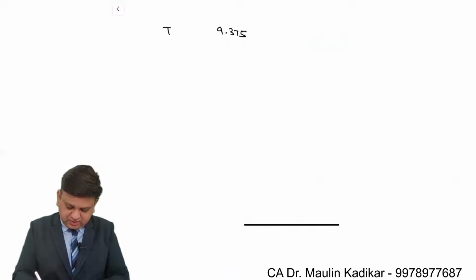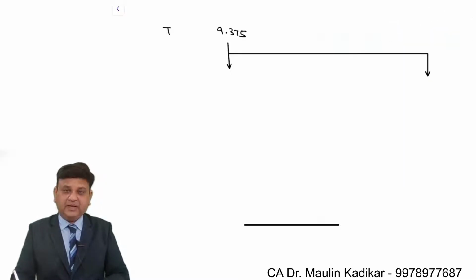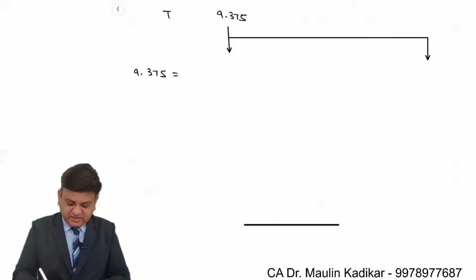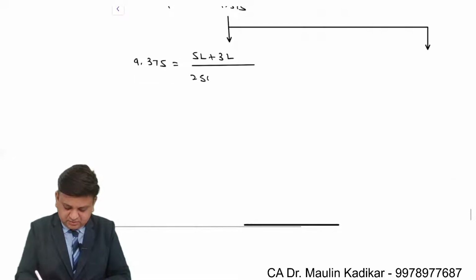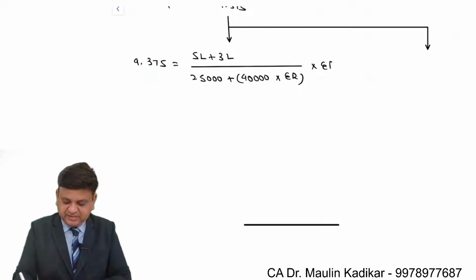Now, dear students, over here, for the purpose of calculating answer of this question, I am going with the detailed method. The earning per share attributable to T Limited should be 9.375. It is earning after taxes of A plus earning after taxes of T divided by number of shares of the acquiring company 25,000, number of shares of the target company 40,000 into exchange ratio. This equation is EPS of the merged firm multiplying with the exchange ratio once again.